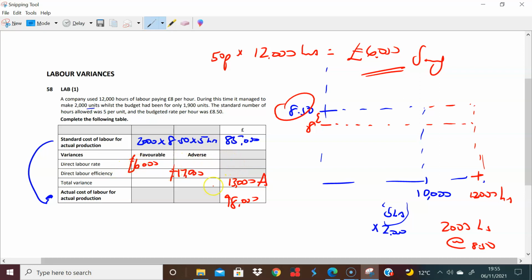Let me just see this. Sorry, forgive me. That's not 13. 17 minus 6 is 11, forgive me, and this is 96, sorry, £96,000. And I can now confirm that. That's what sort of stopped me a little. I was thinking, oh, what's wrong with your maths? Here, 12,000 was what you actually used, 12,000 hours at £8, and that's equal to £96,000.